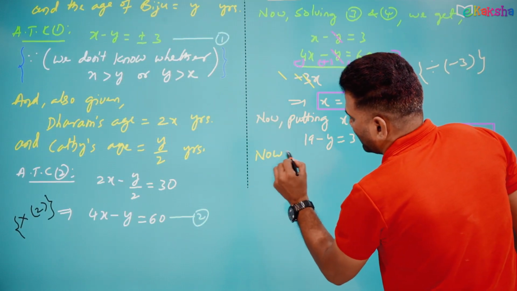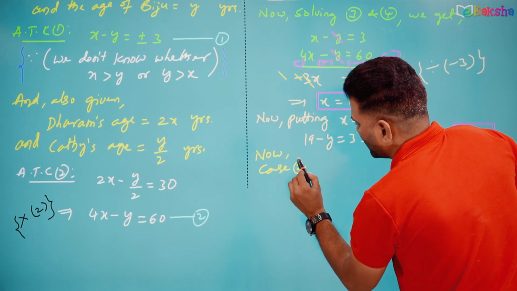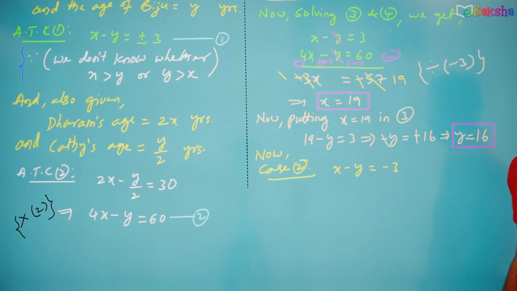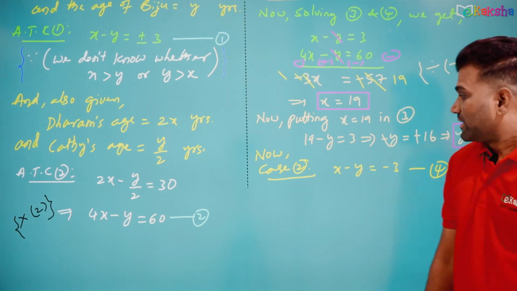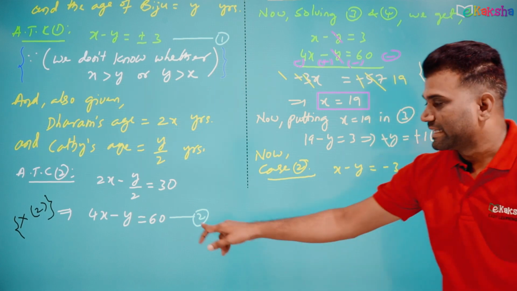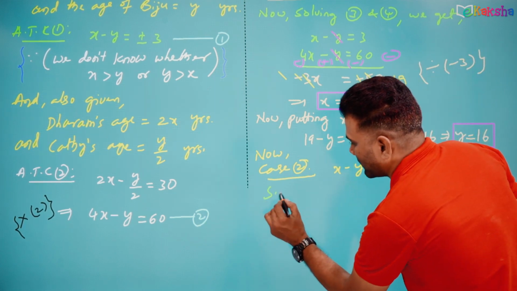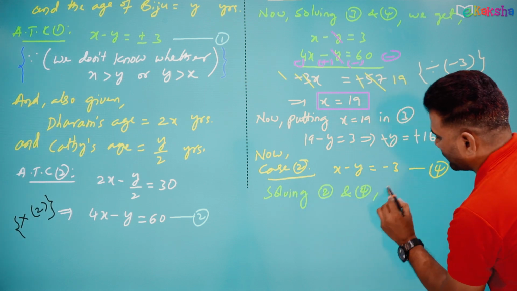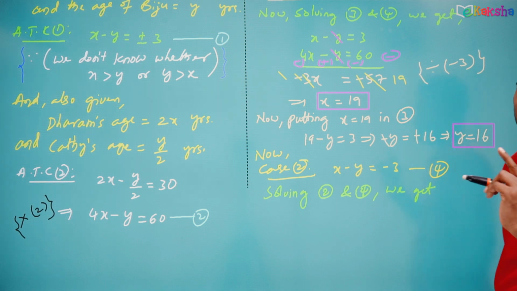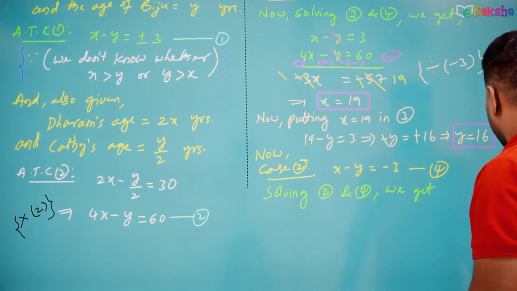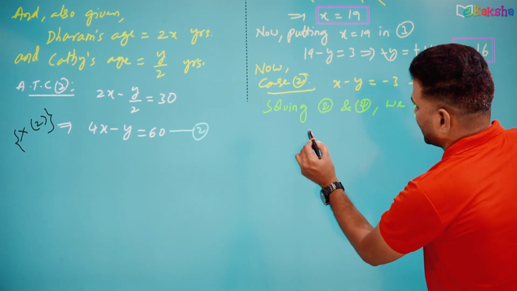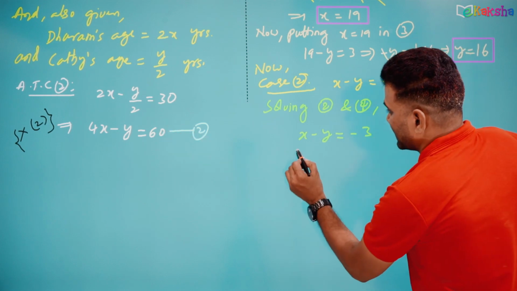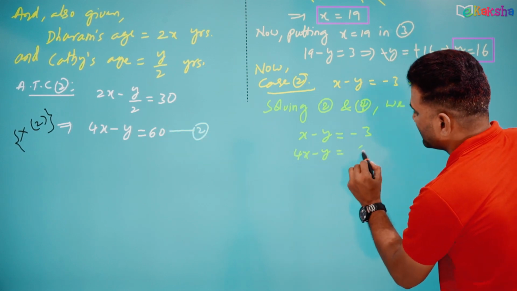Now case 2, that is x minus y is equal to negative 3. Let us take this as equation number 4. Now on solving equation 4 and equation 2, we get x and y. So we will take equation 4 as it is, that is x minus y is equal to negative 3, and equation 2 also as it is, that is 4x minus y is equal to 60.